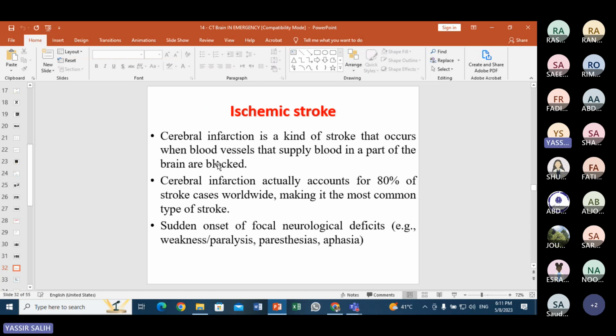طيب نتكلم عن الاسكيميا، الانفاكشن يعني ischemic stroke, which is a kind of stroke occurring due to impairment of the blood supply to the brain. This is cerebral infarction, usually more common than cerebral hemorrhage. It accounts for 80% of strokes. The patient usually presents with sudden focal neurological deficit, beginning with weakness, right or left, paralysis, paresthesia, or aphasia. في other signs، لكن this is the most common sign اللي هي neurological deficit.